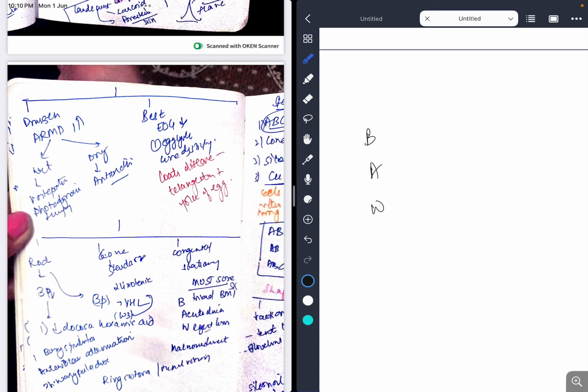In 3p, there is Von Hippel-Lindau, right? And also remember that docosahexaenoic acid is a type of omega-3 fatty acid. This has been a question of biochem.